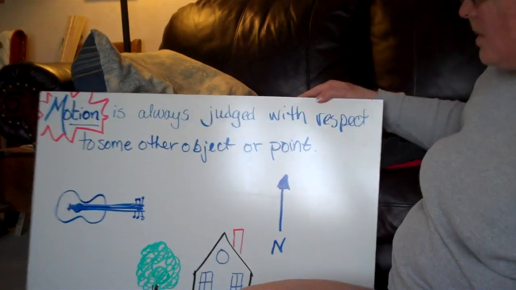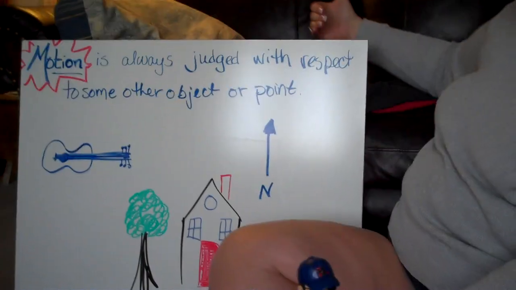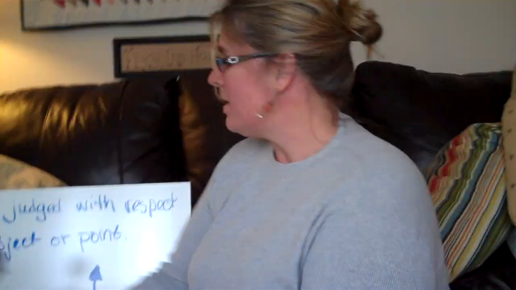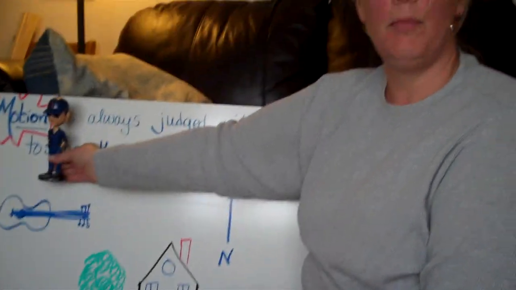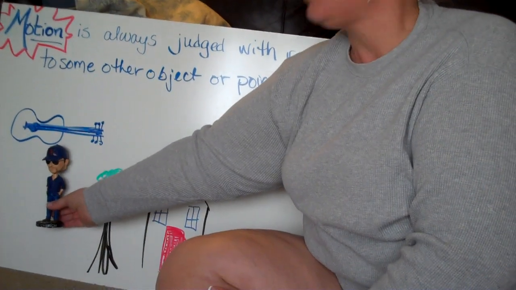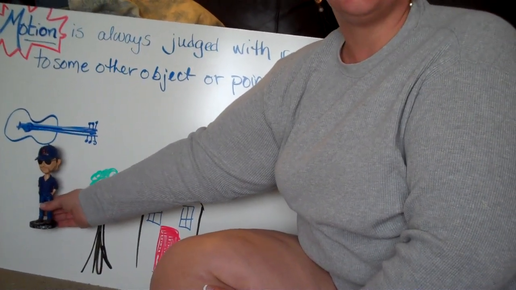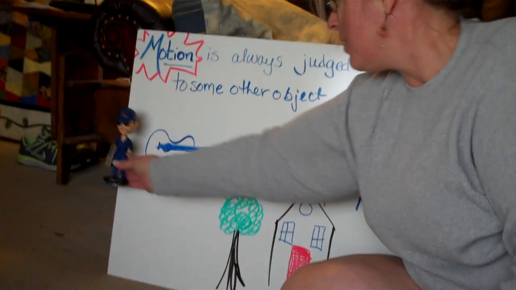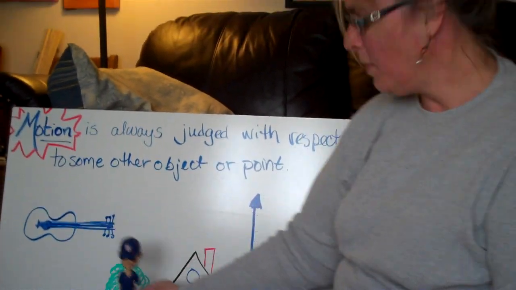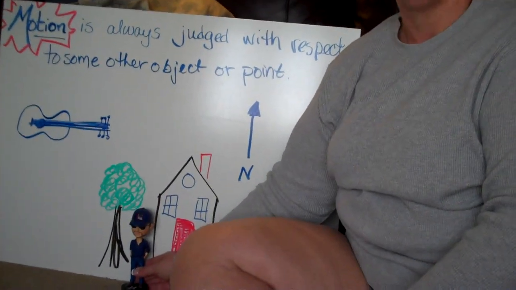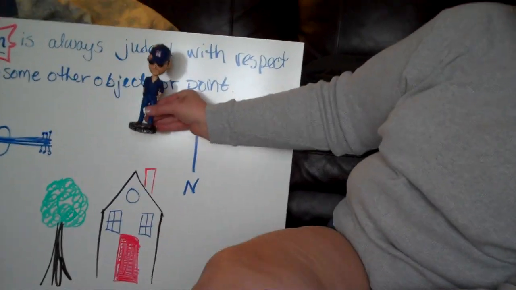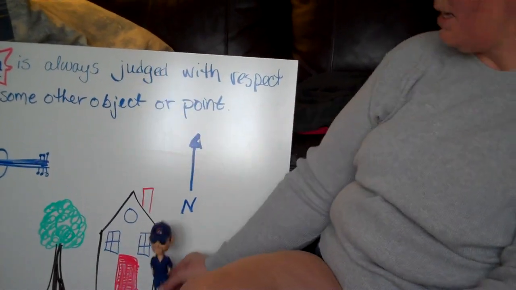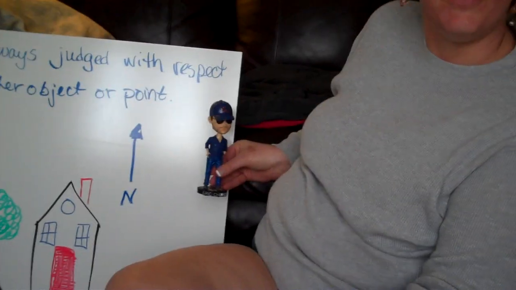So, motion is always, like I said, judged with respect to some other object or point. We could say that Eric is in front of his guitar. We could say he's above his guitar. We could say he's below his guitar. We could say he's to my right or your left of the guitar. You see how that's to a point. We could say that Eric is under the tree. We could say he's getting ready to go in his house. We could say he's north of his house. We could say he's south, west, or east of his house.